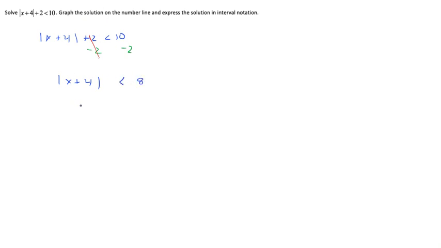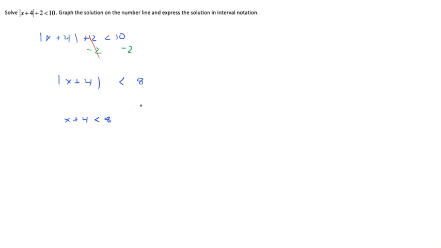So what's the whole point of doing that? Well, because the absolute value is by itself now. From this point, we can set up our two different equations. When we say two different equations, it's because the absolute value represents two different scenarios. We got the positive 8, but it also represents the distance from 0, so it can also be on the negative 8 side. So we got x plus 4, which is less than 8.